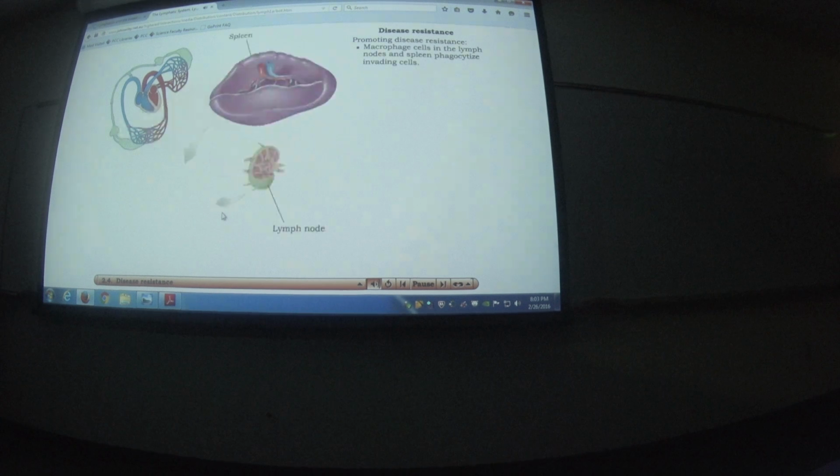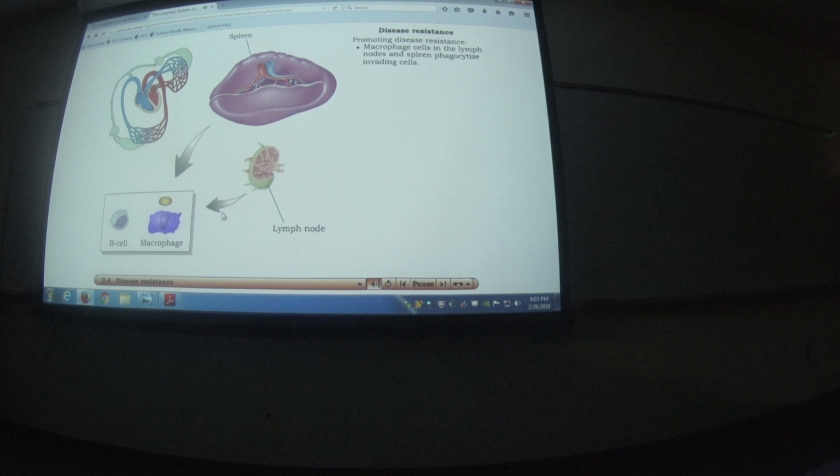and lipid-soluble macrophage cells found in the lymph nodes and spleen phagocytize invading cells. B lymphocyte cells in lymph nodes and the spleen produce antibodies that mark and destroy foreign antigens in cells.